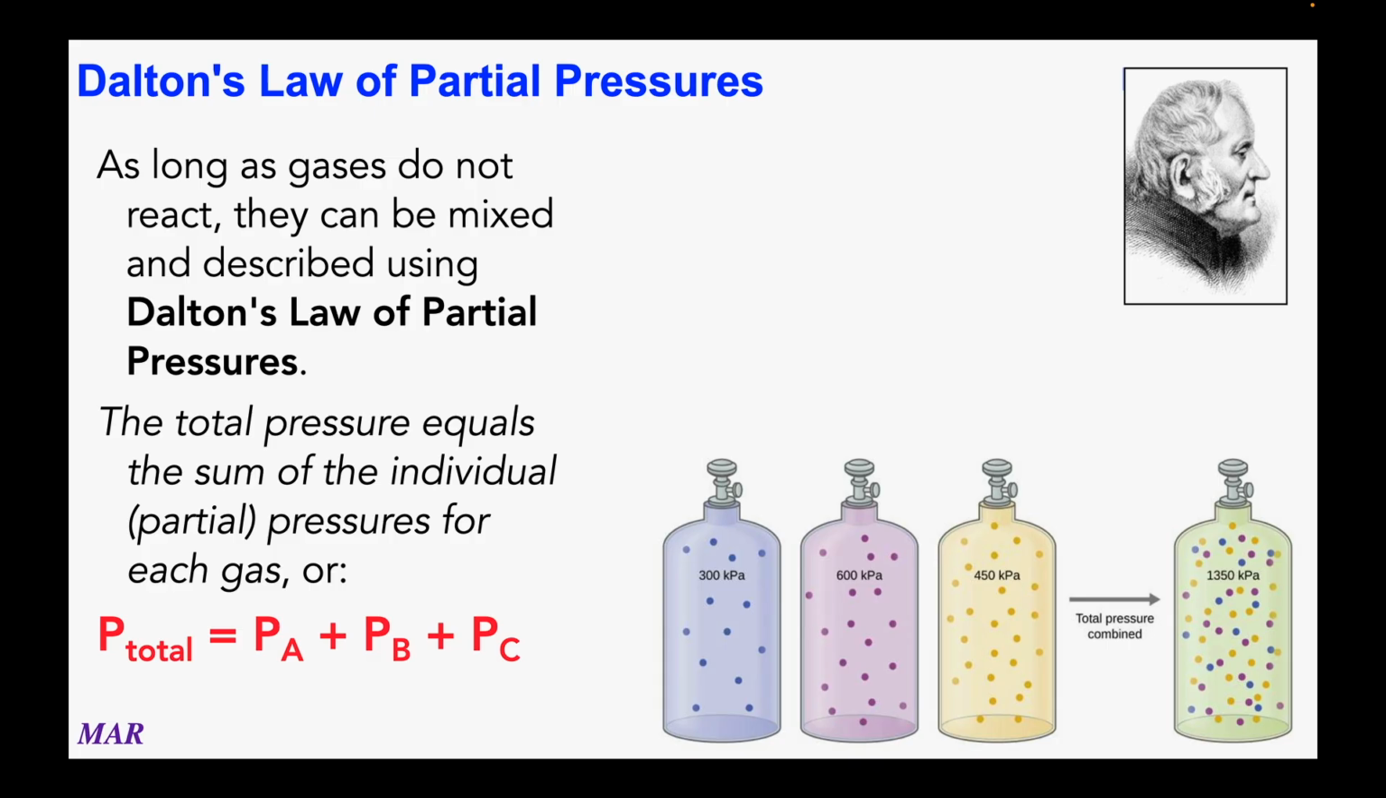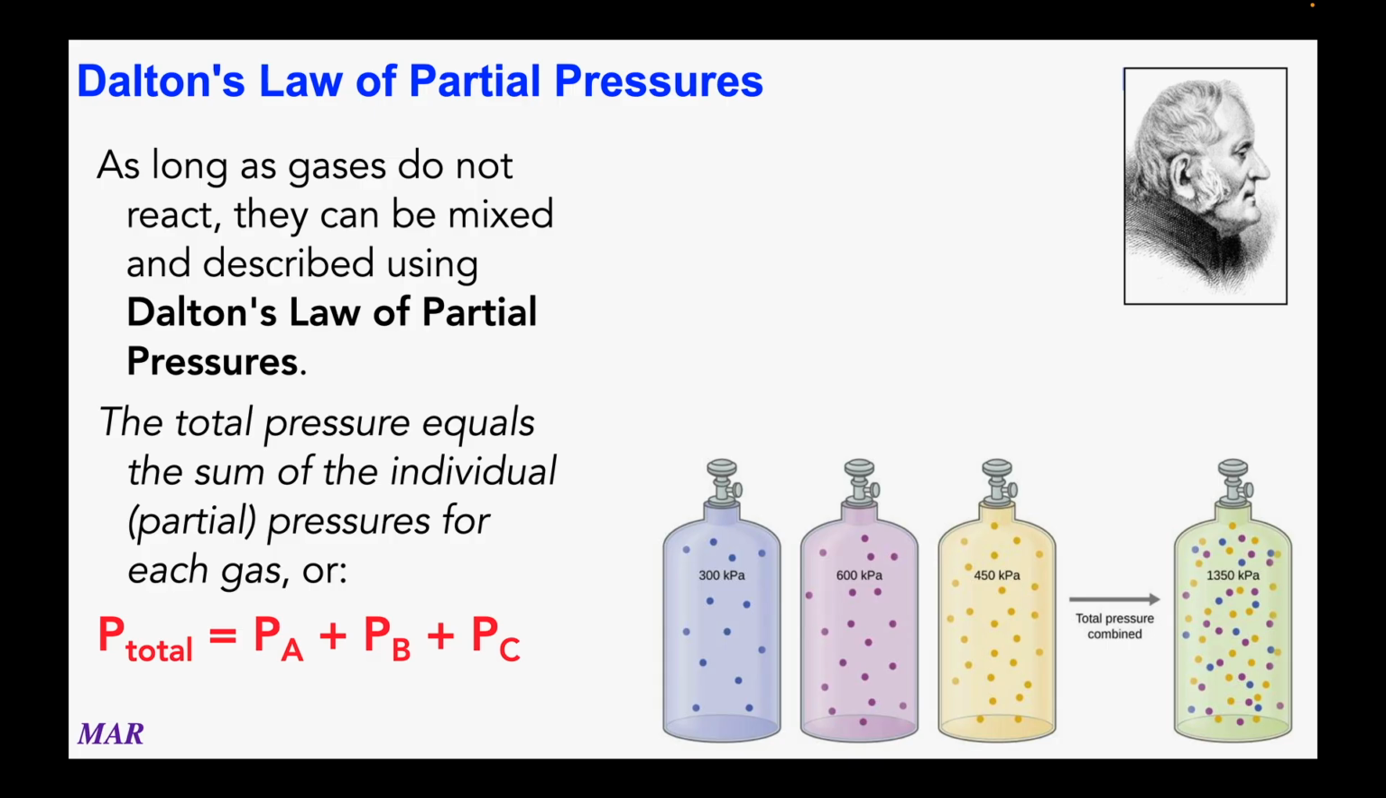The air we breathe is roughly 20% by mass oxygen, roughly 80% by mass nitrogen. And there's also a little water and some argon and stuff like that in there. But anyway, Dalton realized that the total pressure you experience is the sum of the individual pressures.